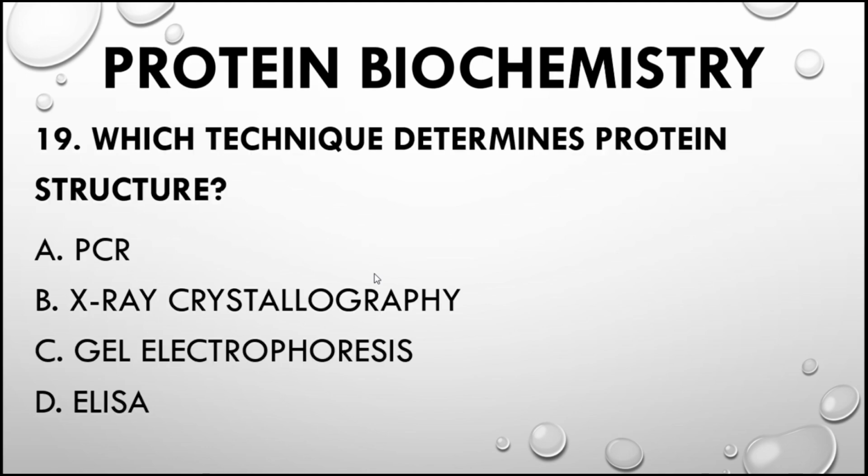Number 19. Which technique can we use in the determination of protein structure? PCR, polymerase chain reaction, X-ray crystallography, gel electrophoresis, or ELISA, enzyme linked immunosorbent assay? It's not PCR. We can't use gel electrophoresis in determination of protein structure. The correct option is X-ray crystallography.